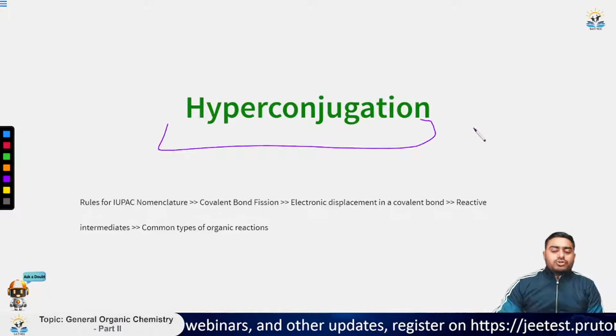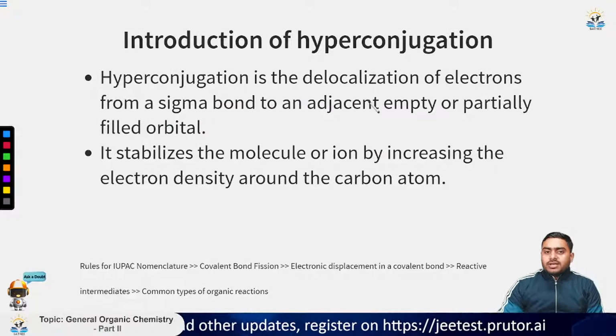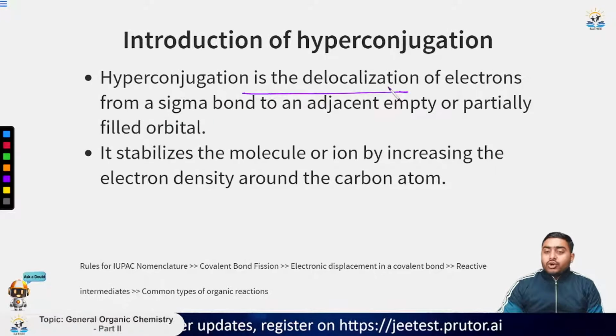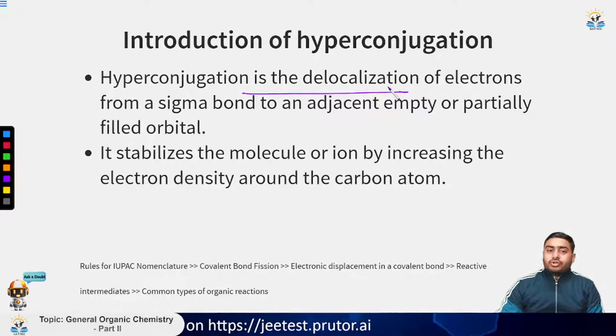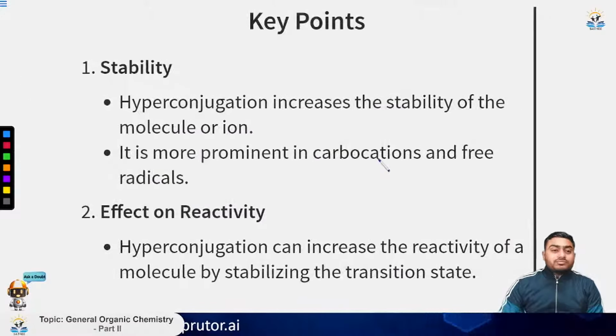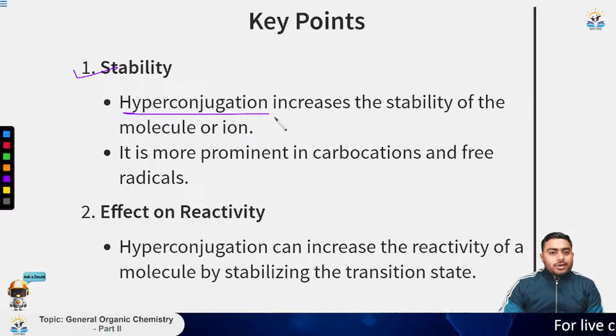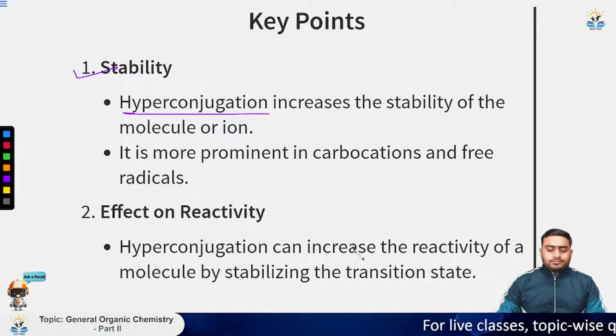What is hyperconjugation? Hyperconjugation is the delocalization of electrons from a sigma bond to an adjacent empty or partially filled orbital. It stabilizes the molecular ion by increasing the electron density around the carbon atom. The key points of hyperconjugation: stability. Hyperconjugation increases the stability of the molecular ion.